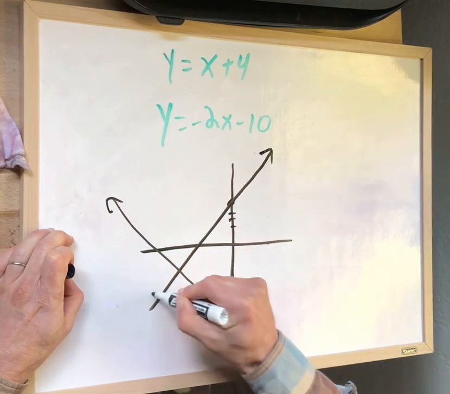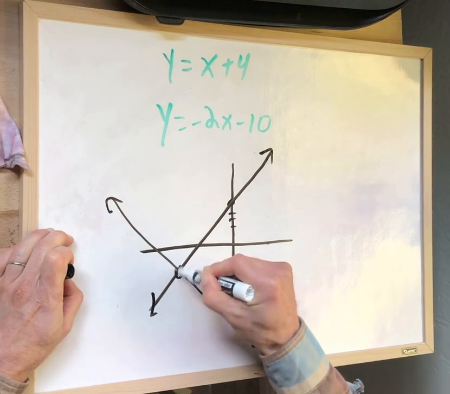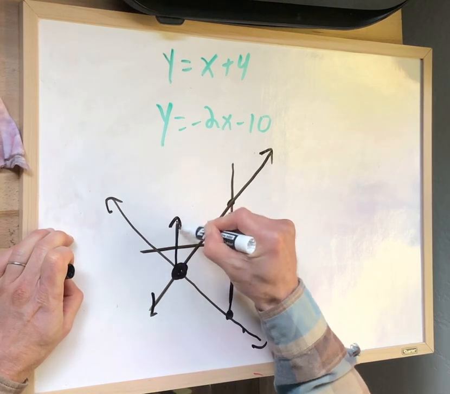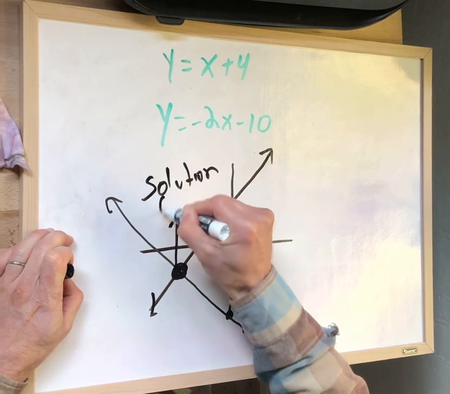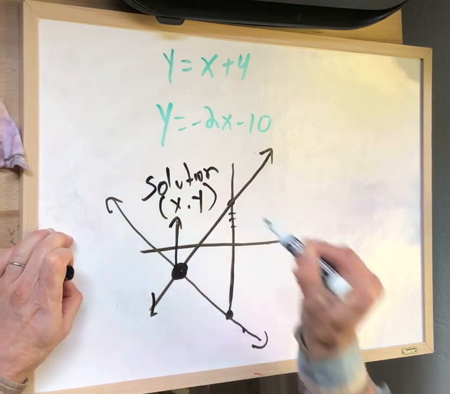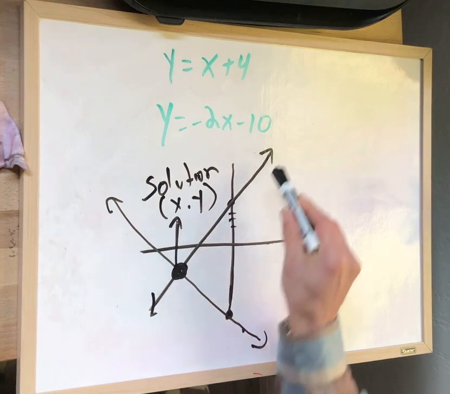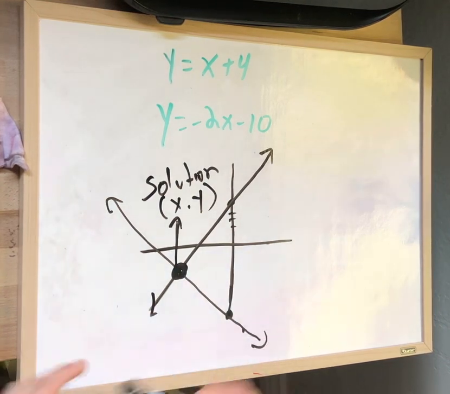And you have two lines that intersect at this point. This is called your solution, and it's an x and a y coordinate. Wherever these two lines intersect, if they do, that's your solution.